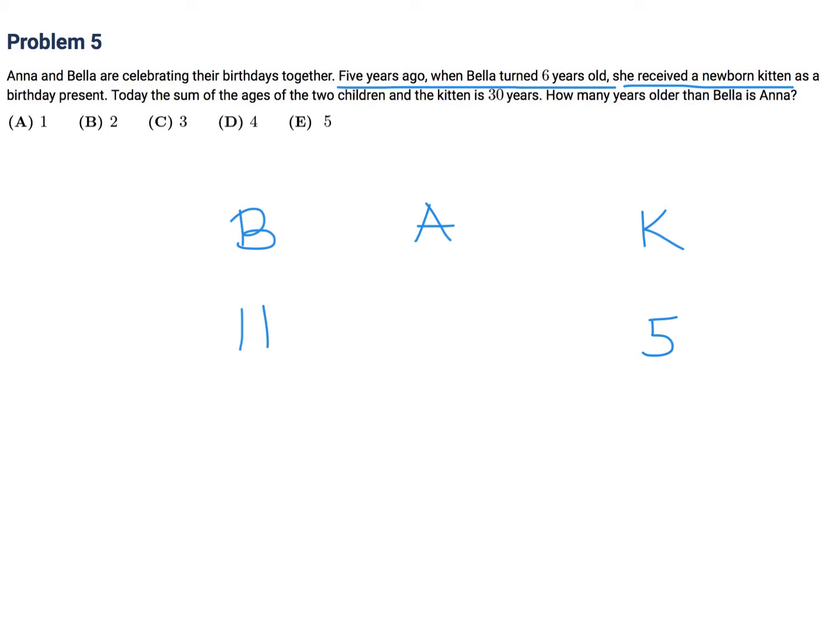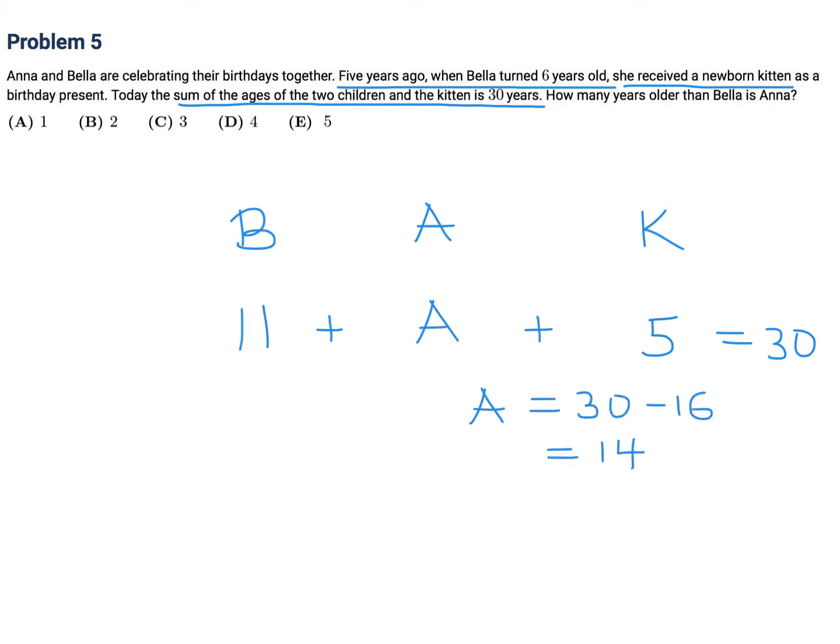And Anna, we don't know. But then we are told that the sum of the ages of the two children and the kitten is 30. So that means 11 plus A plus 5 is 30. So A would be 30 minus 16, which is 14. And then they're asking, how many years older than Bella is Anna? Well, Anna is 14, Bella is 11, so that would be 3 years older. Anna is 3 years older than Bella, which makes this question have the answer C.